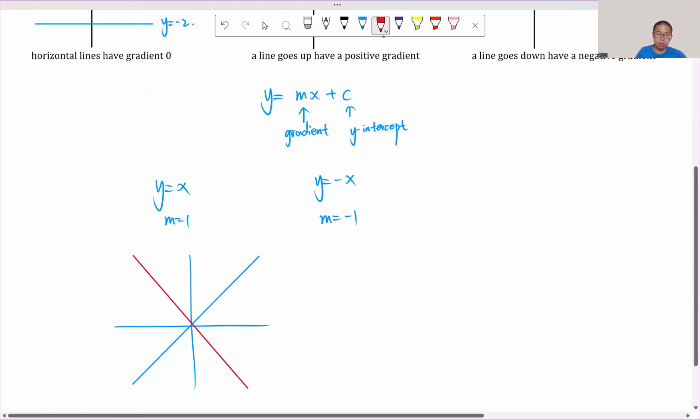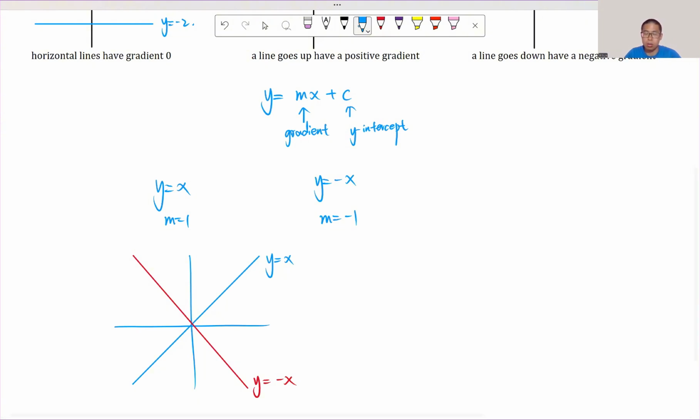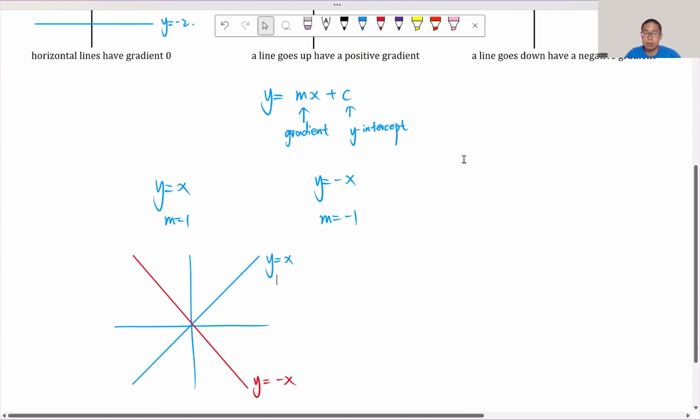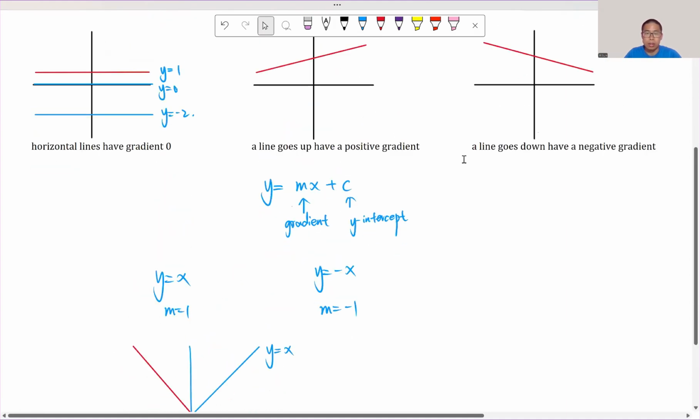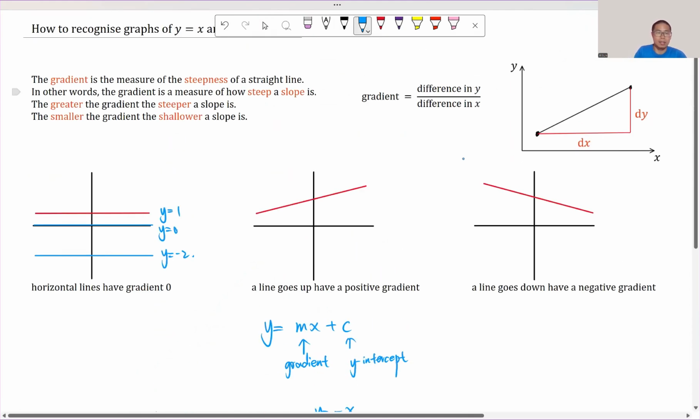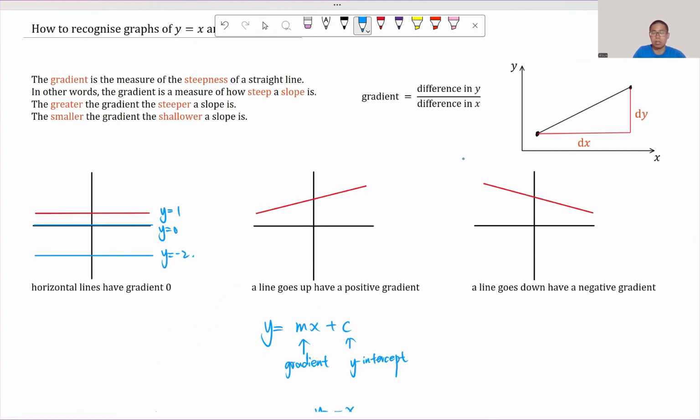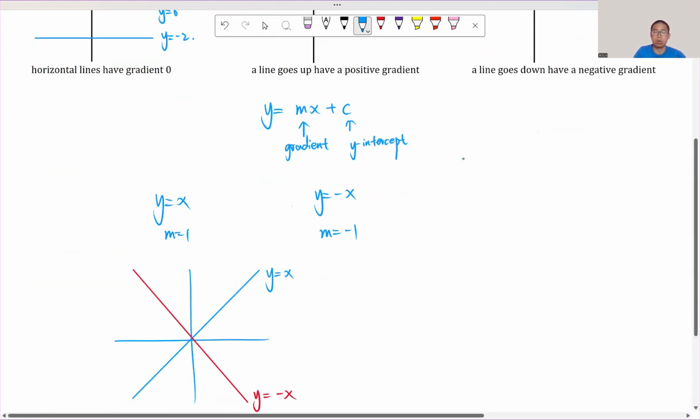So we know the one that goes down is y = -x, and the one that goes up is y = x. That's how we recognize which one is y = x and which one is y = -x. And then for graph sketching, we need to use the fact that the greater the gradient, the steeper a slope is. The smaller the gradient, the shallower a slope is. So let me show you how it works.